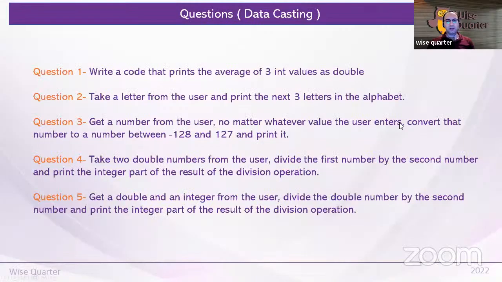Now let's go solve another question. It says, take two double numbers from user, divide the first number by the second number, print the integer part of the result of the division operation. Okay, we are going to take two numbers from user. Both of them should have decimal units, and we will divide them by each other. But the result should show only the integer part. We are not going to print decimal units. Perfect.